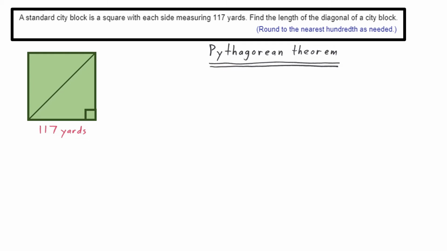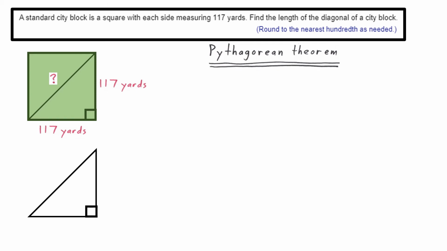It's customary when you have a right triangle to put a small square in the corner of the right angle. And since this is a square, all four sides of this square are the same length. And we're asked to find the diagonal. We now have the information we need to start using the Pythagorean theorem. But before we do that, some people prefer to rewrite the diagram.